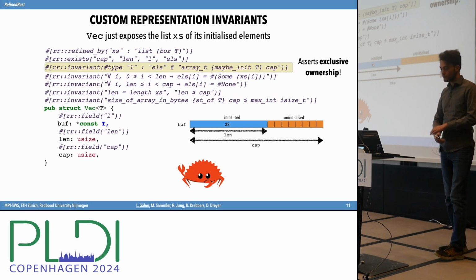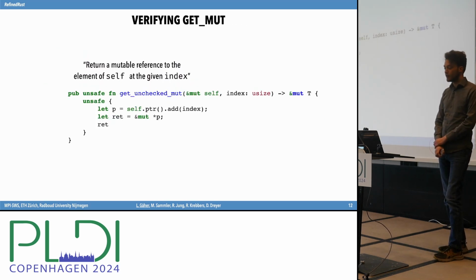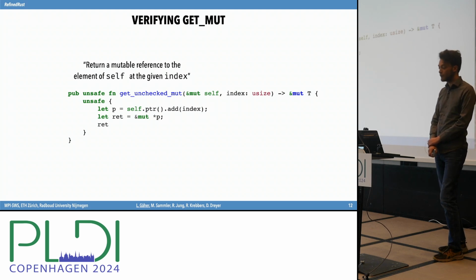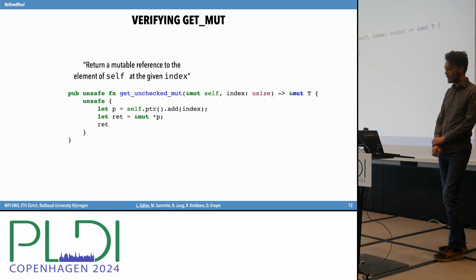Okay. With that, we are ready to actually take a look at some of the key functionalities of a vector in Rust. And one of the key functionalities here is getting a mutable reference to one of its elements. And the function you see here basically takes a mutable reference to a vector self and an index, and it should return a mutable reference to the element at that index, assuming that index is in range.